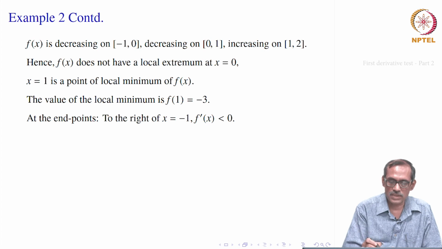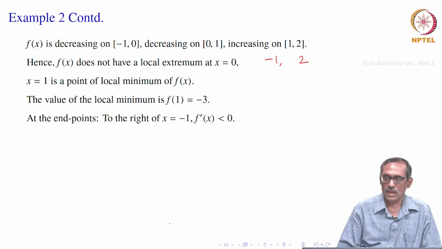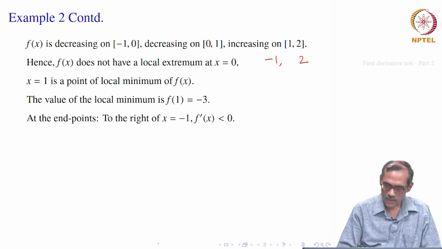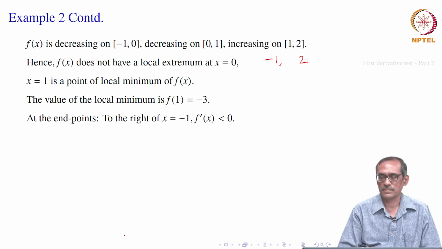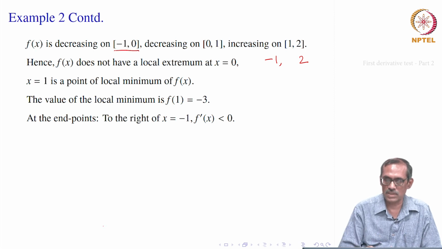Then we also have to consider the end points, right, it is a closed interval. So, we have the end points minus 1 and 2. Now, at minus 1 only the right neighborhood is relevant, the left neighborhood is not relevant. So, what do we do? We look to the right of x equal to minus 1. To the right of it, it is minus 1 to 0, where the function is decreasing, that is f prime is less than 0, right.